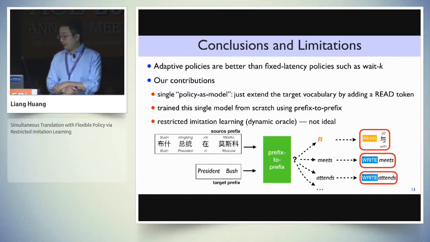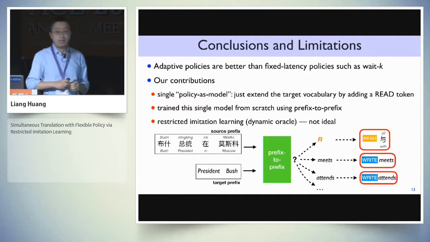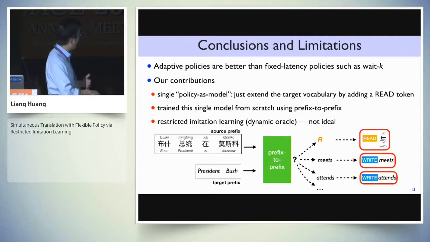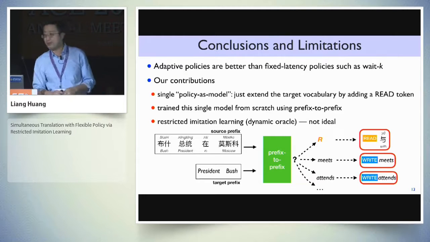And just to conclude, we basically argue that adaptive policies are better than fixed latency policies such as wait-k. And our contributions are mostly the single policy as model, which is a very clean framework just by extending the target side vocabulary with the additional read token. So you can train a single model from scratch using the prefix framework. But because our training is slow, we actually use a hack of restricted imitation learning with dynamic oracle and train on the two aggressive and conservative bounds, which is not ideal. So if you want to have any take-home message, this is the message. This is the picture that I want to have as a take-home message.